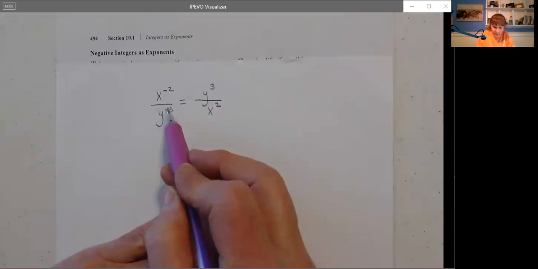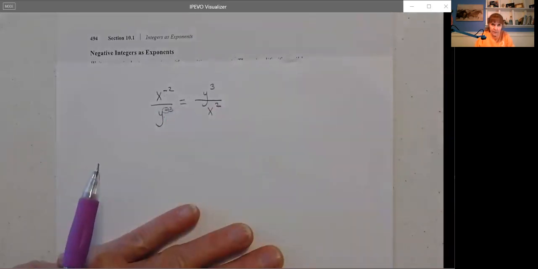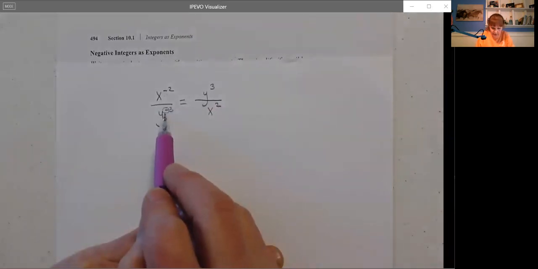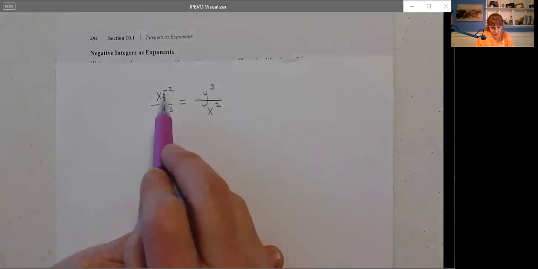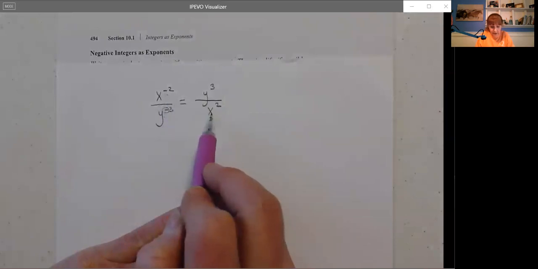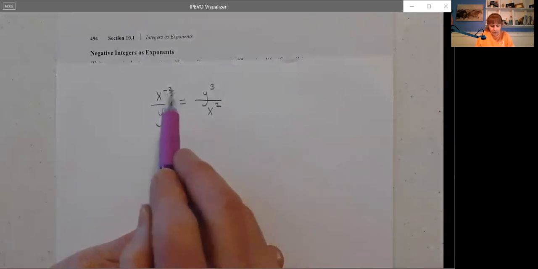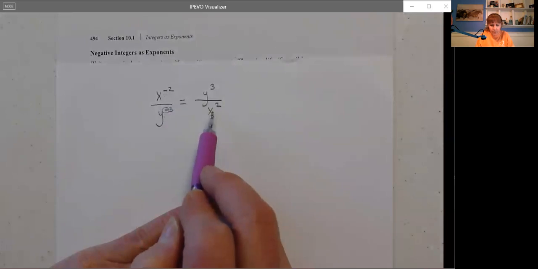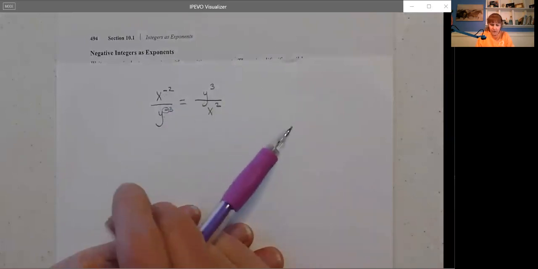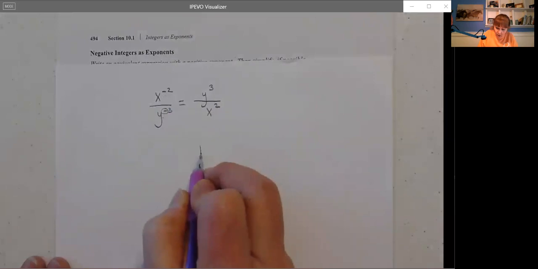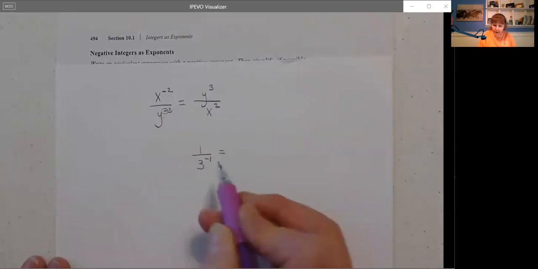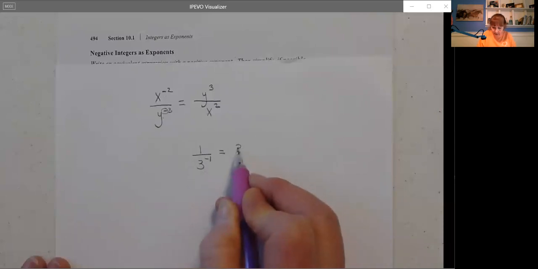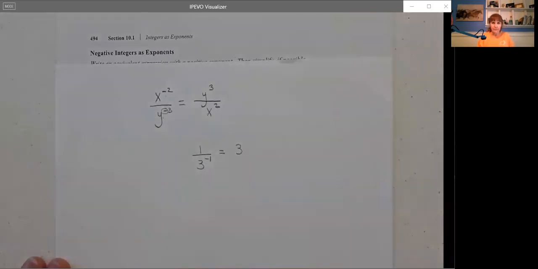A negative exponent means change the position. So here, if it's in the denominator, it comes up and becomes positive. If it's in the numerator, it comes down to the denominator and becomes positive. So when you do change the position, you get rid of the negative. All right, so if I had 1/3 to the -1, this is the same thing as 3 to the 1st. Means the same thing. All righty.